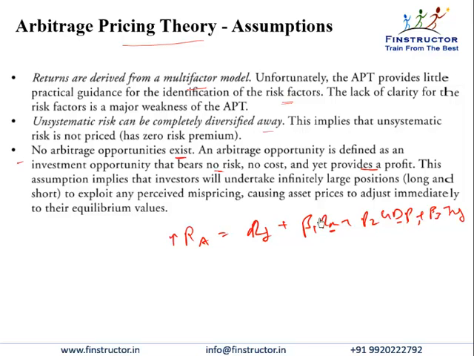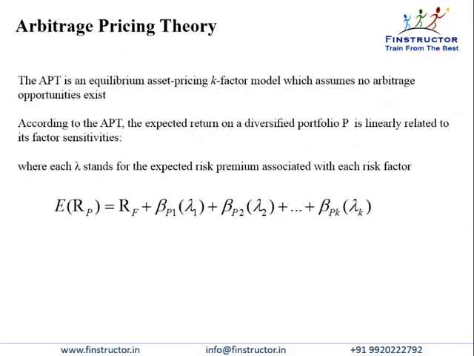So if GDP growth keeps going up but the stock doesn't move, such a situation will be exploited, and hence the returns will be in line with the factors. So that's the only assumption that the arbitrage pricing theory needs. So APT is an equilibrium asset pricing model which assumes no arbitrage opportunities exist.